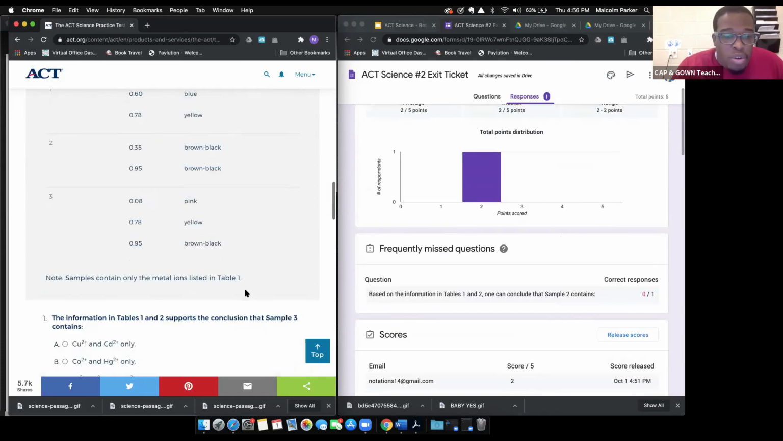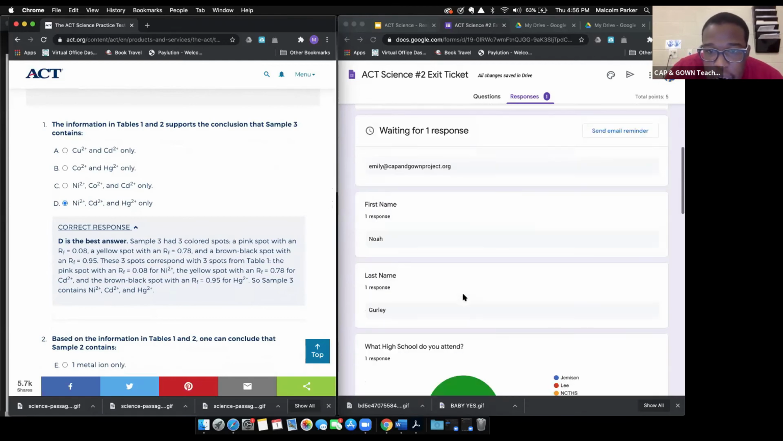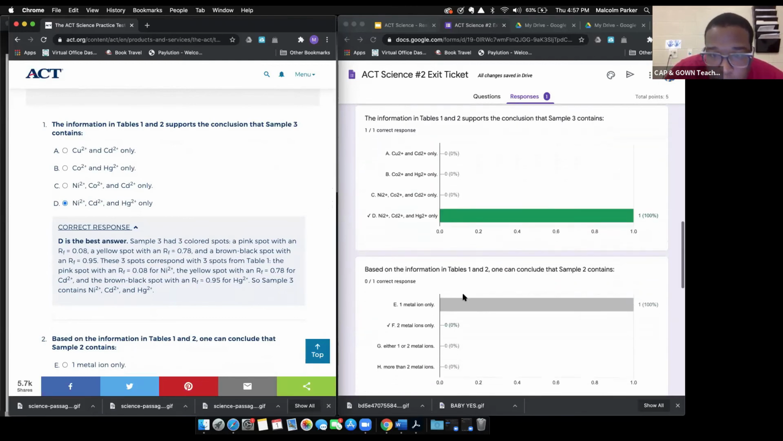All right, so the first question says, the information in tables 1 and 2 supports the conclusion that sample 3 contains what? Okay, so let's see. You were here. There we go. All right. So your answer was D, and you're correct.